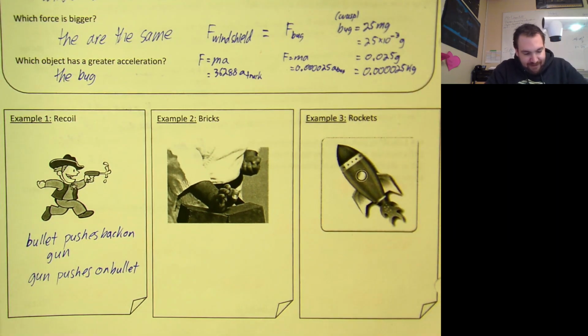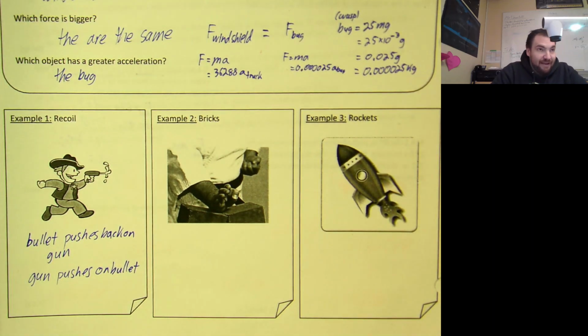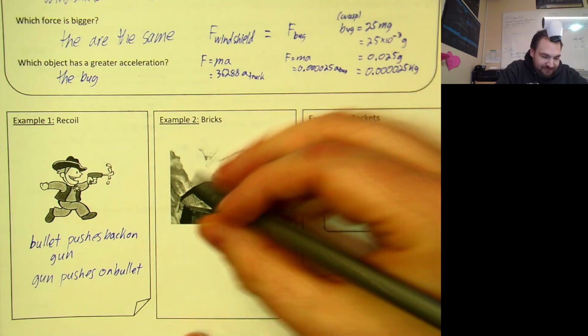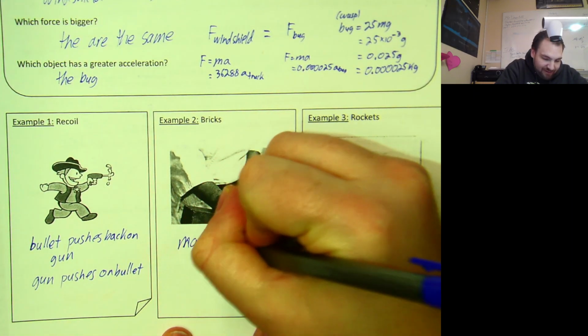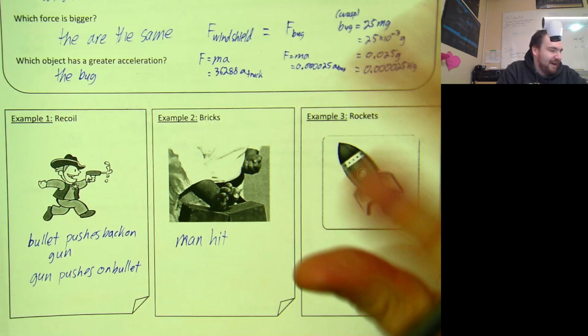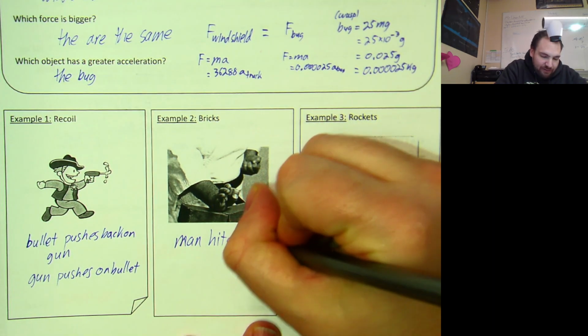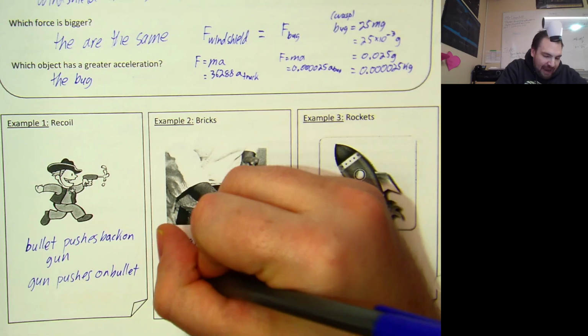Buddy smashing bricks. What's the force pair? Real easy. Even simpler, we're not doing any math here. Just what's the pair? The man hits brick. What we often don't think about, though, is that the opposite is also true. The brick hits back.